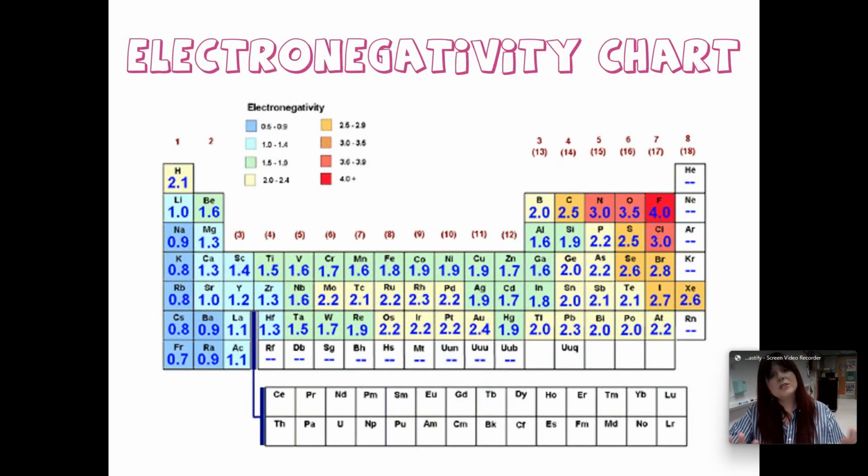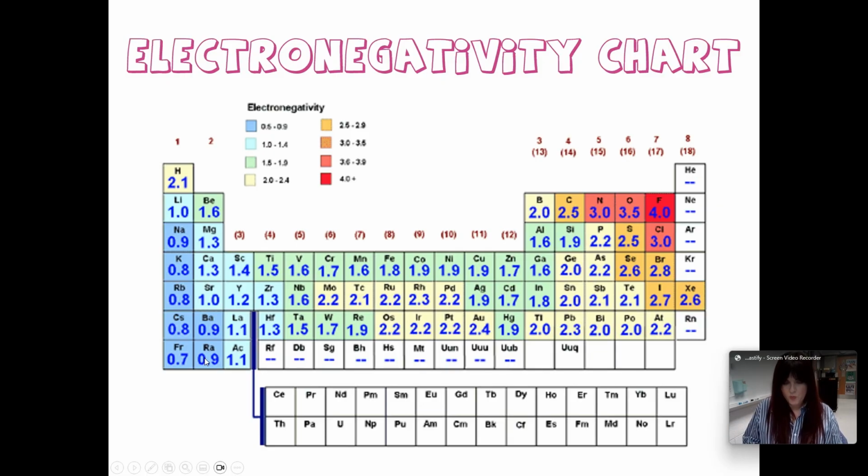So here's a table of electronegativity values, which you will be given. You do not have to memorize this. We'll see that your most electronegative elements are going to be up here in red, and we tend to get less electronegative as we progress over and down to the opposite side.